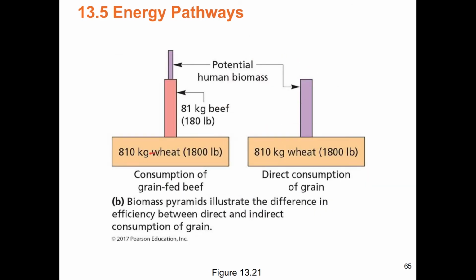So same idea, if you grew wheat and fed it to cows, out of 810 kilograms of wheat, you could maybe get 81 kilograms of beef. That could feed 8 kilograms of people. On the other hand, if you just fed the grain right to people, you could get 81 kilograms of people off of 810 kilograms of wheat.